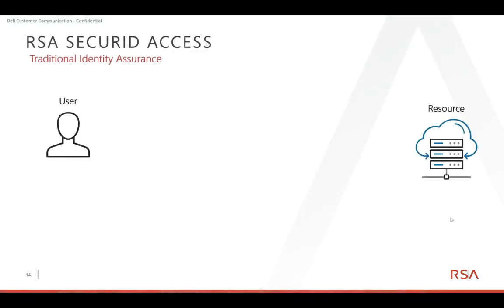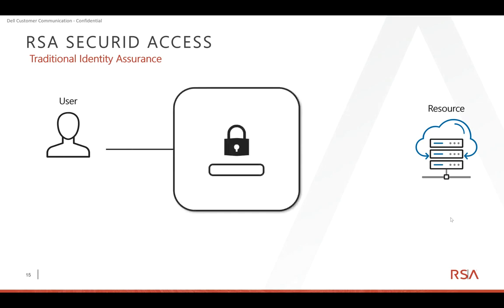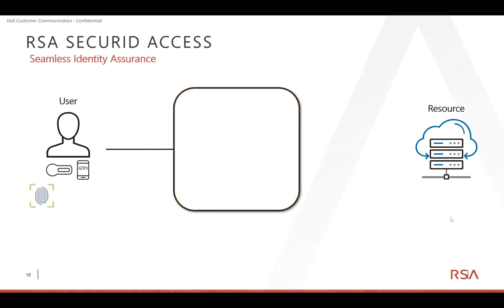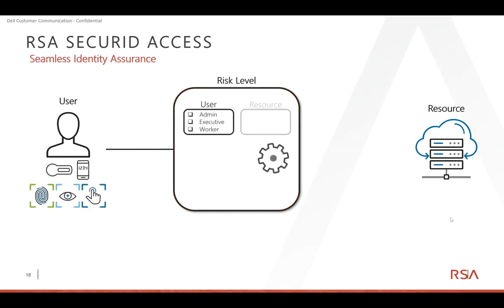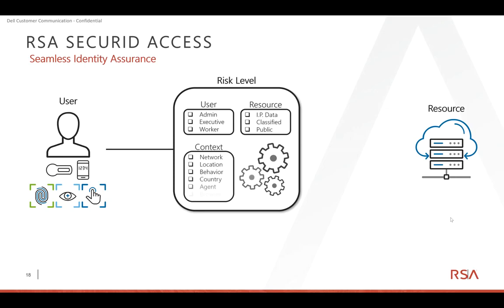The traditional identity assurance here is very simple. A user trying to access a resource with software token and username and password. If everything is right, he can access the resource. If there is something wrong with his token code, simply the access will be denied. There is no logic, there is no advanced risk engine here. But with the seamless identity assurance which comes with the risk engine, the advanced one, and the assurance levels and all capabilities, let's see what the behavior is now. First, the user needs to prove himself by the user level.